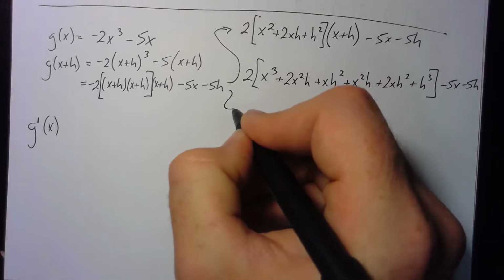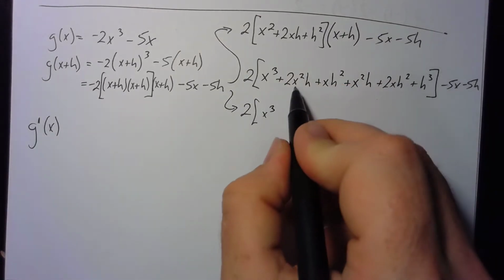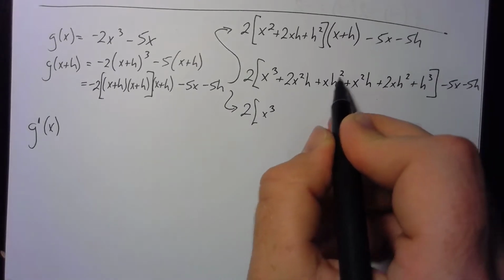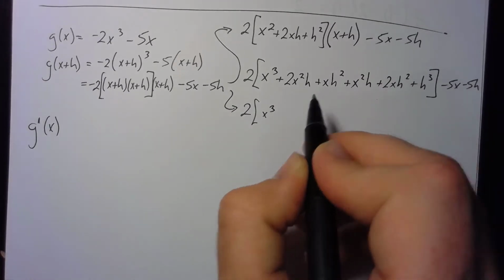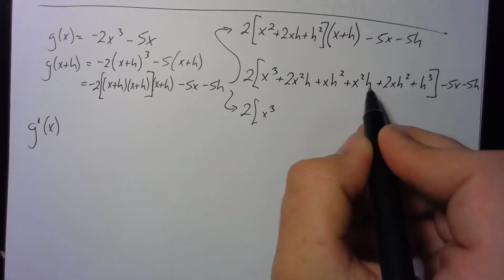Be very, very careful when combining these like terms. This is 2x cubed. I have x squared h, but I have xh squared, and those 2 terms are different. I have to look for all the terms that have an x squared, there's an x squared there, and an h, that also has an h.